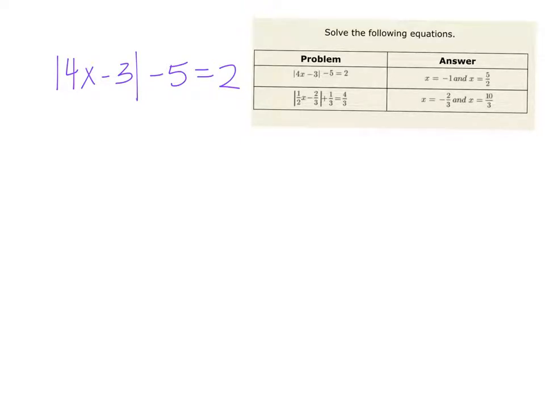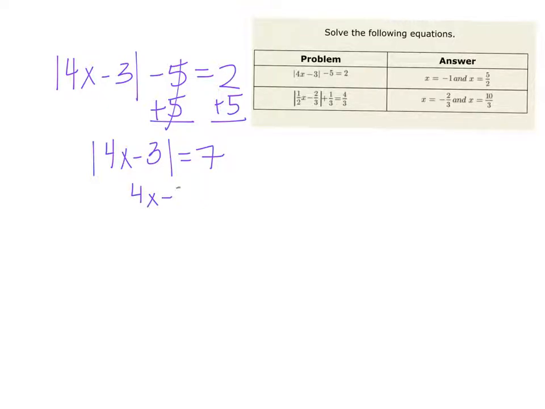I want to start by isolating the absolute value. In order to do that, I need to add 5 to both sides. So I have the absolute value of 4x minus 3 equals 7. And because it's an absolute value, we're talking about a distance away from 0. So that distance would be a positive 7 units or a negative 7 units.